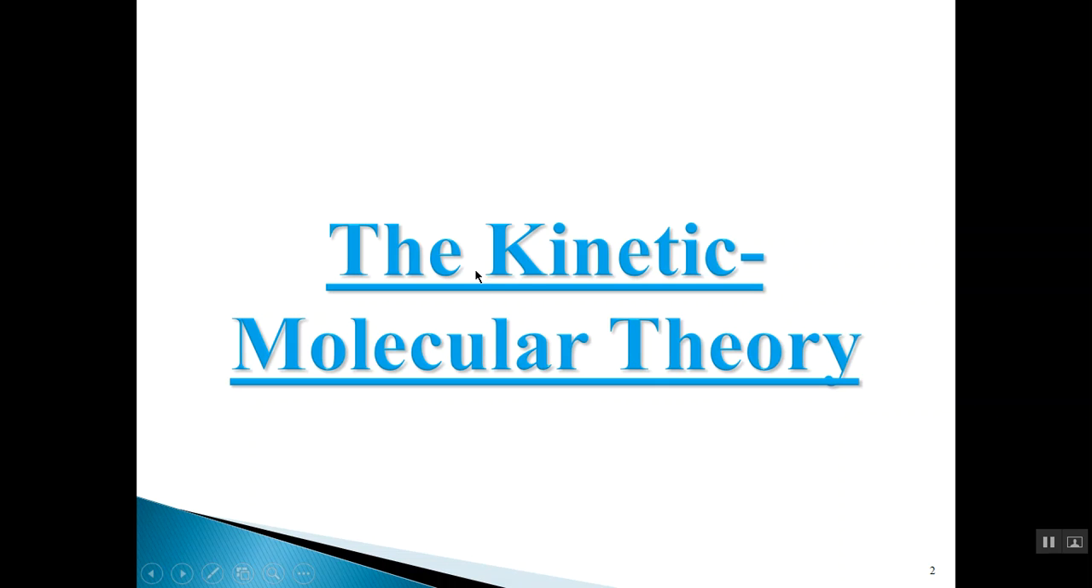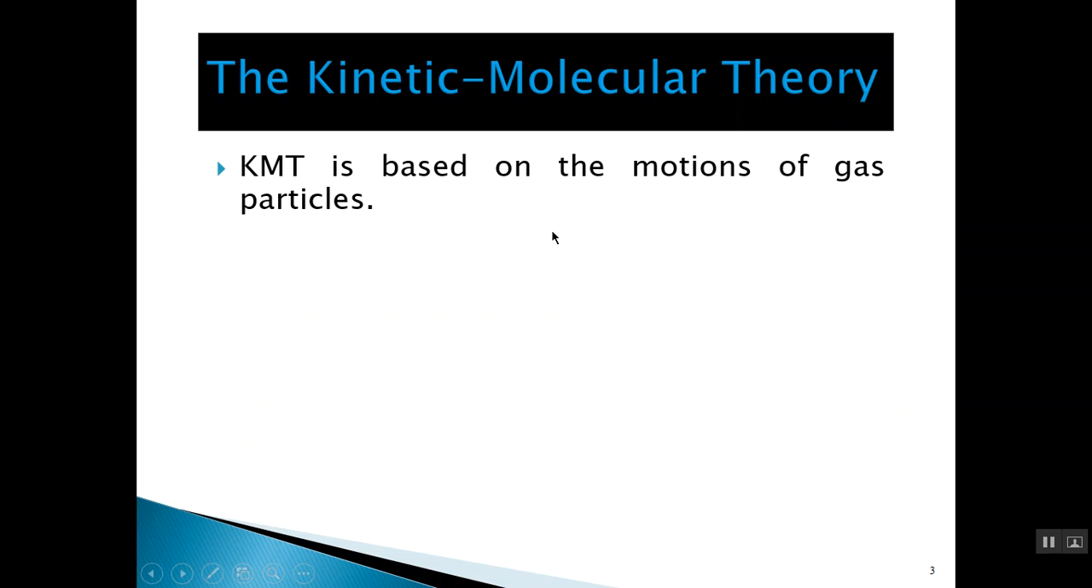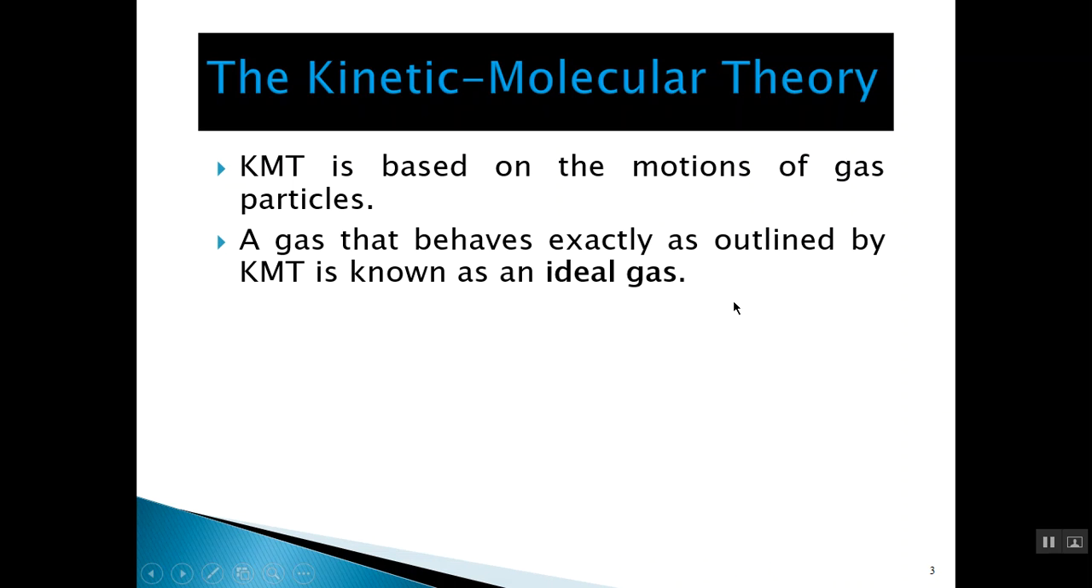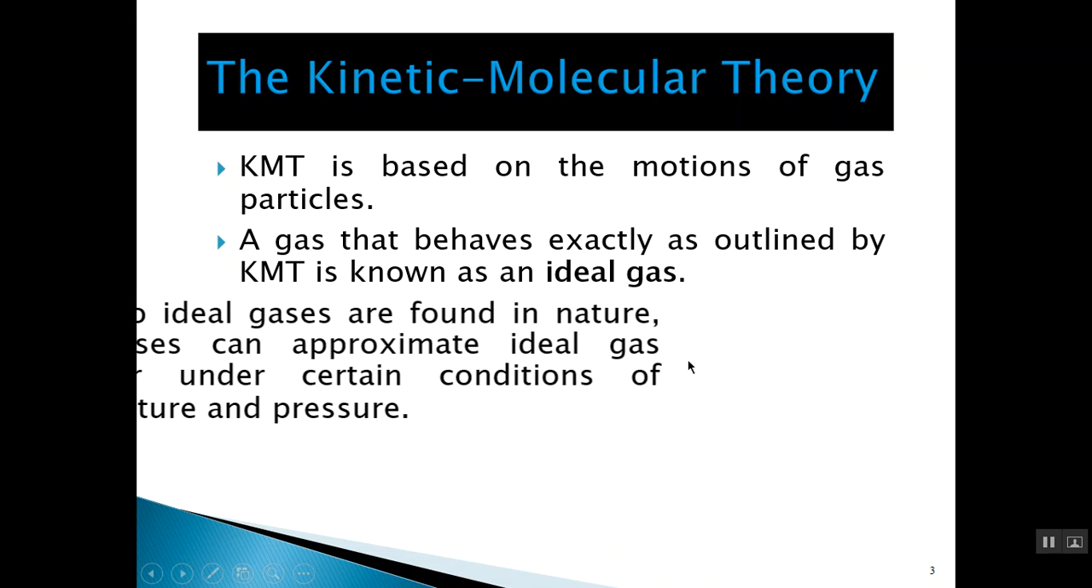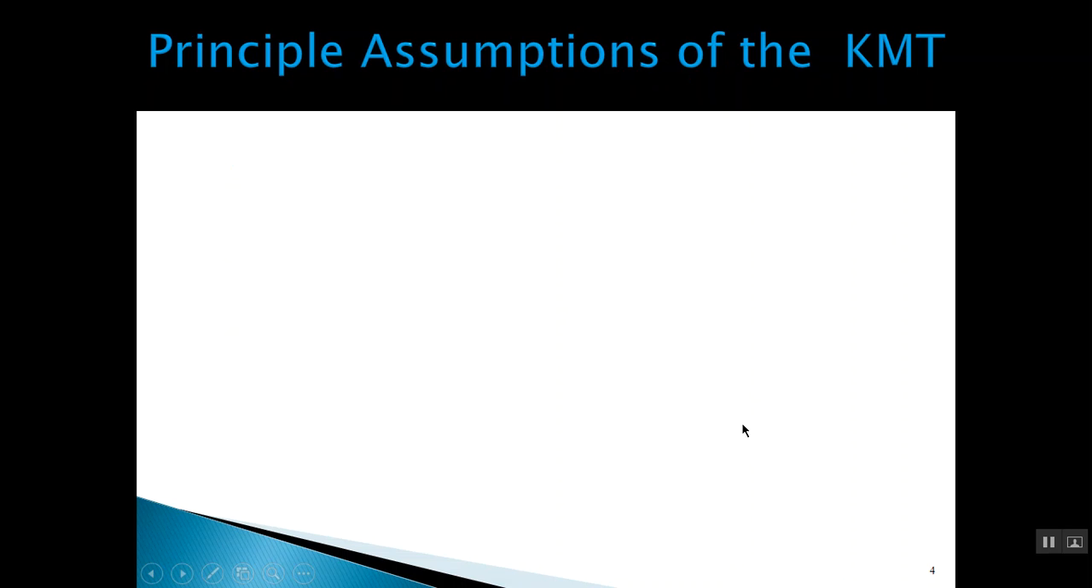All right. So the theory that is used to explain all the laws that we have observed in gases is the kinetic molecular theory. And basically what the kinetic molecular theory says is that the behavior of gases can be explained by the motions of the gas particles, the molecules or atoms that make up the gas. Now, the gas that behaves exactly as outlined in this theory is called an ideal gas. And even though there are no ideal gases that can be found in nature, real gases can actually behave very close to the behavior of ideal gases under certain conditions of temperature and pressure.